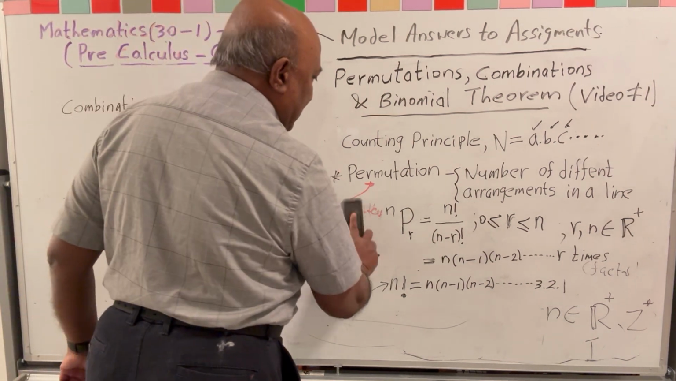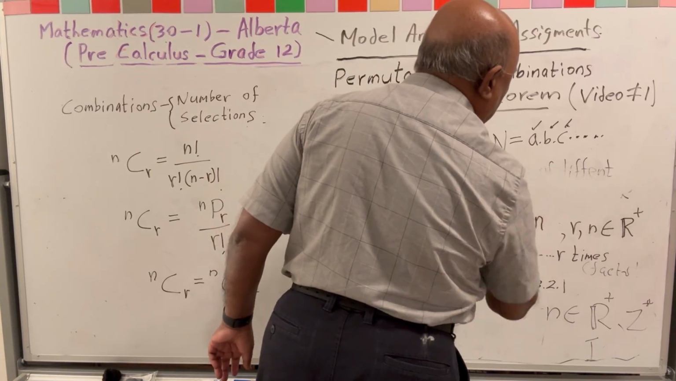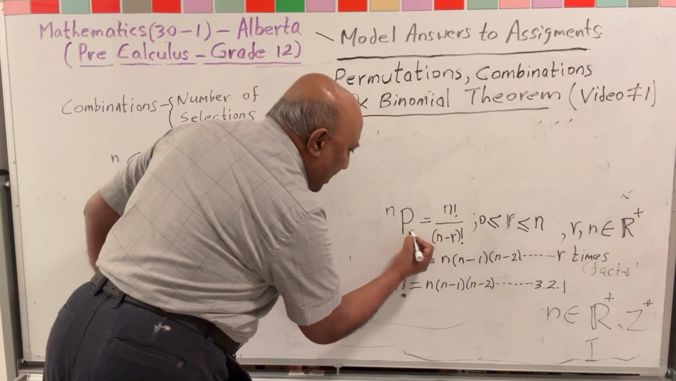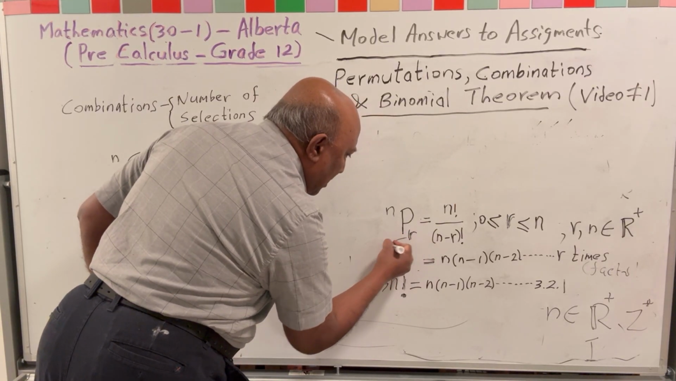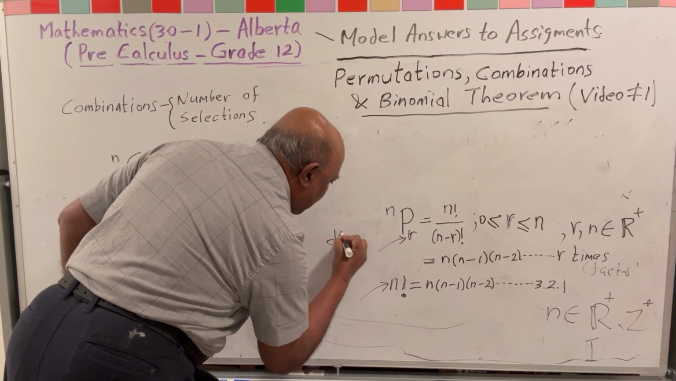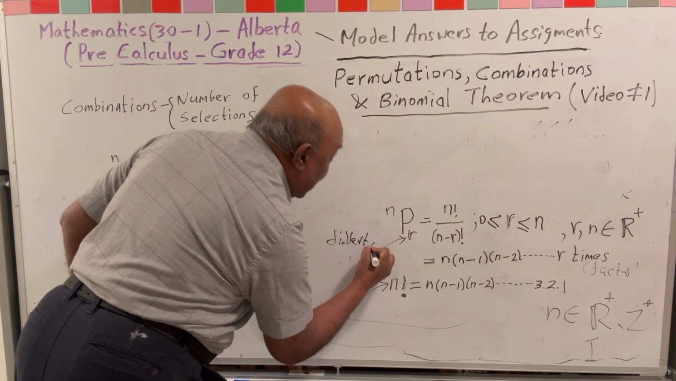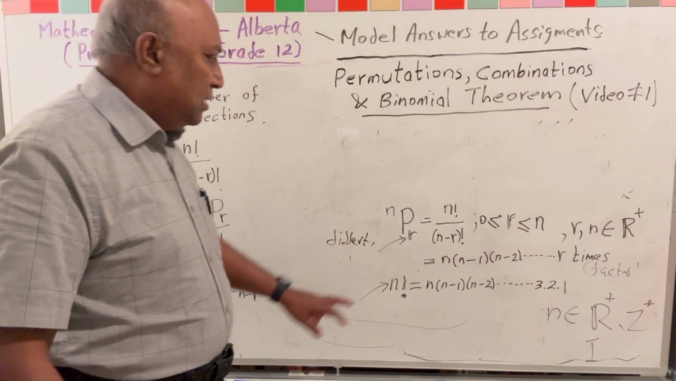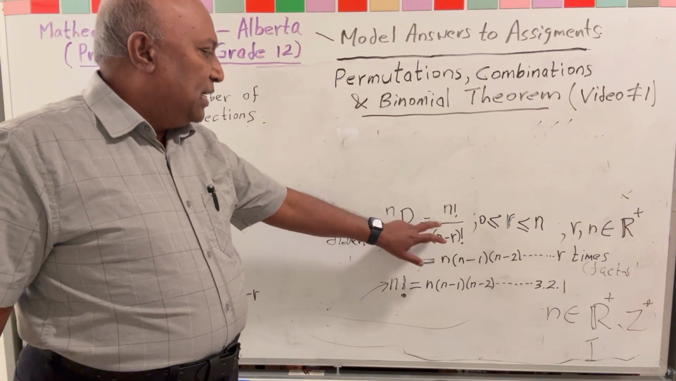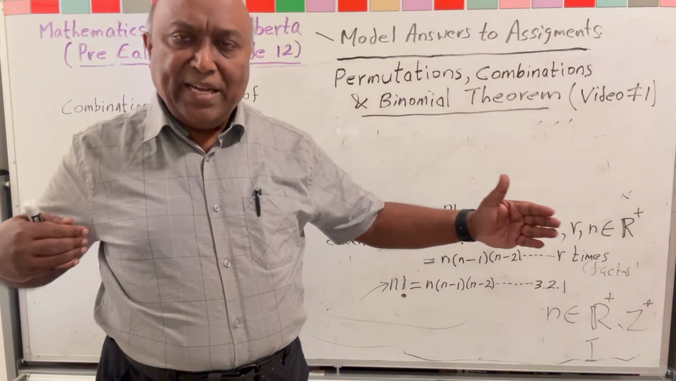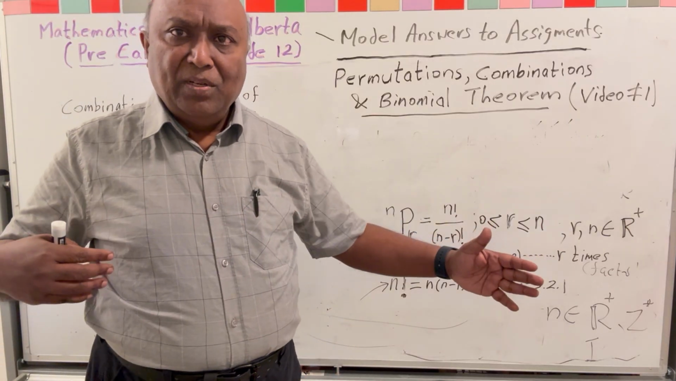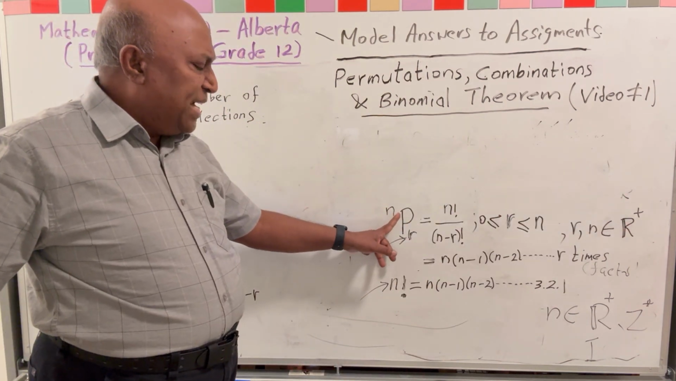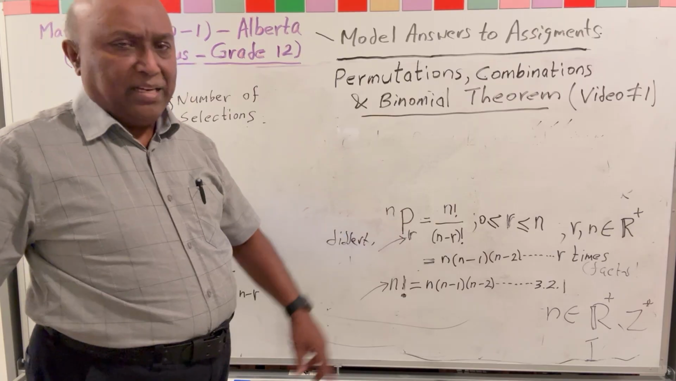Now I am erasing this top part. We are using this formula if these objects are different. What is the meaning of different? That means, for example, let's say out of n items, we are selecting all n items. If we are selecting all n items, the answer is nPn.